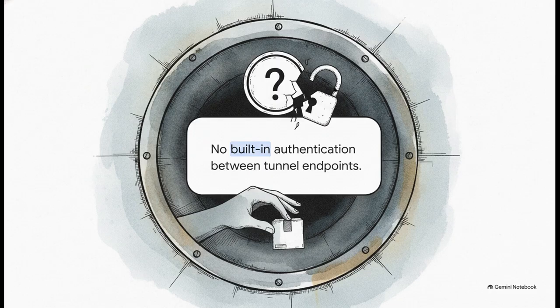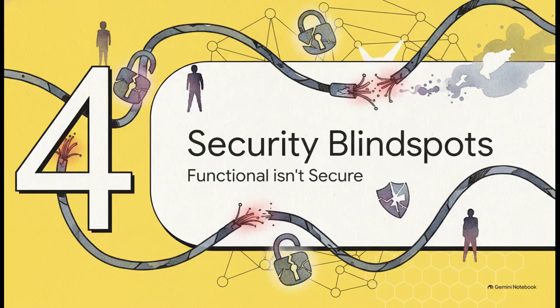The stark reality highlighted in the tutorial is this: configured tunnels lack built-in authentication between endpoints. The Protocol 41 standard itself does not inherently verify who is actually sending that encapsulated packet. There's no handshake, no crypto signature, no built-in trust mechanism whatsoever. Which leads us directly into Section 4, the security blind spots, when functional doesn't mean secure.